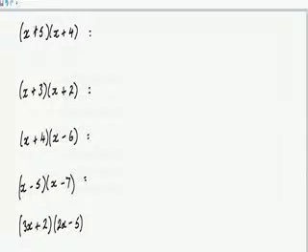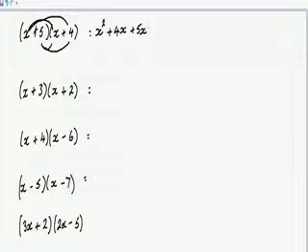So first, x times x is x squared. x times 4 is 4x. So we've multiplied everything in that bracket by x. Now we have to multiply everything by 5. So 5 times x is 5x, and then 5 times 4 is 20.